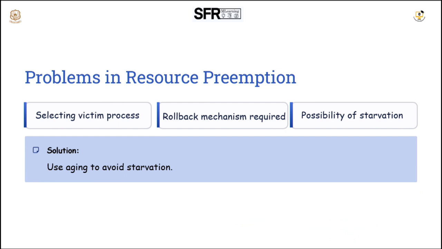Problems in resource preemption. Selecting victim process. Rollback mechanism required. Possibility of starvation. The solution is to use aging to avoid starvation.